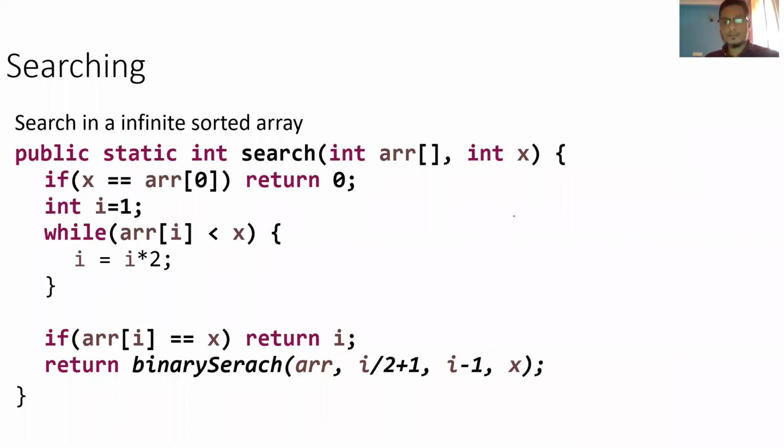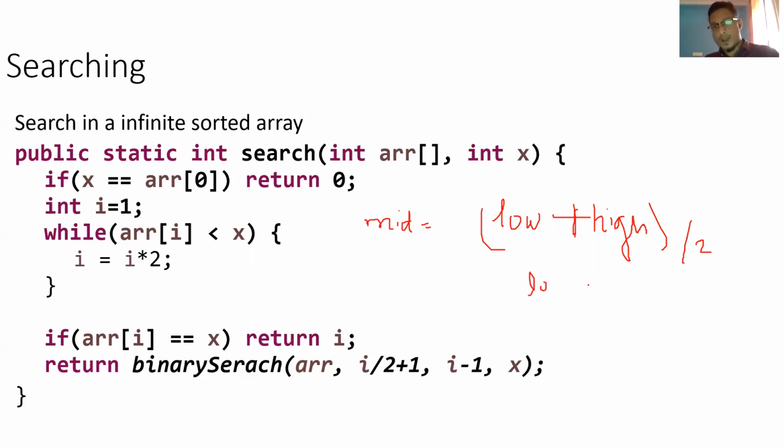So what you can do is, instead of doing low plus high, what we do generally is we divide by 2. It is nothing but we are trying to calculate mid. Instead of doing low plus high by 2, you can do low plus high minus low by 2.